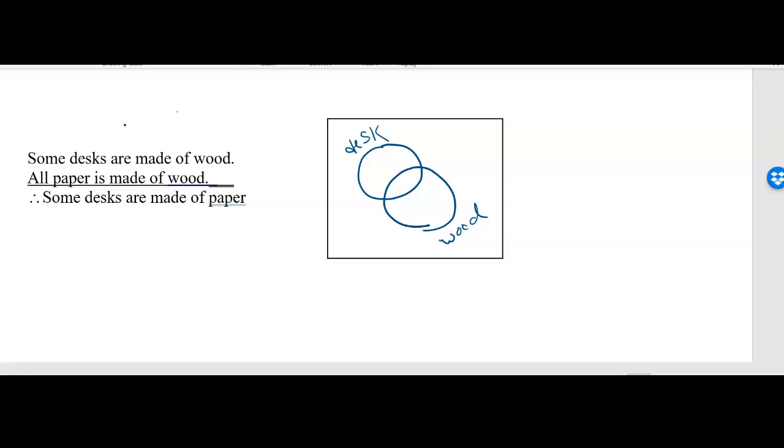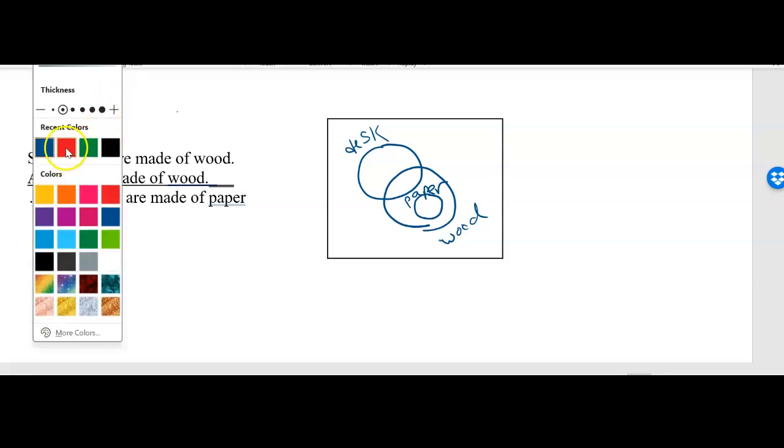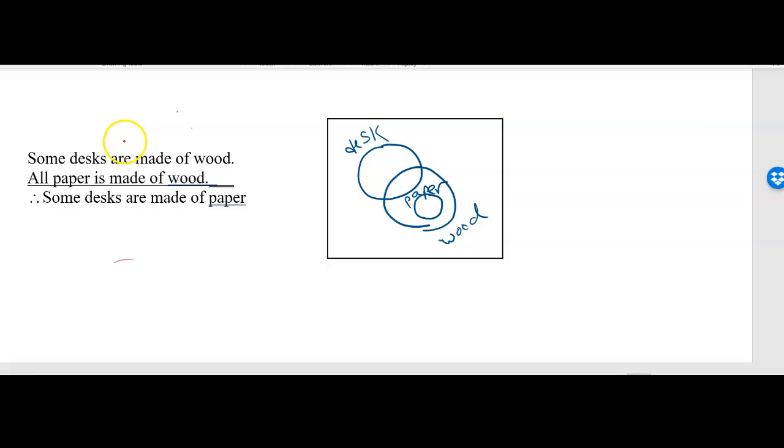Next one. All paper is made of wood. Ooh, that's a different one, right? All paper is made of wood. All means it has to go inside here. So this is your paper. Goes in there. Next. Some desks are made of paper.